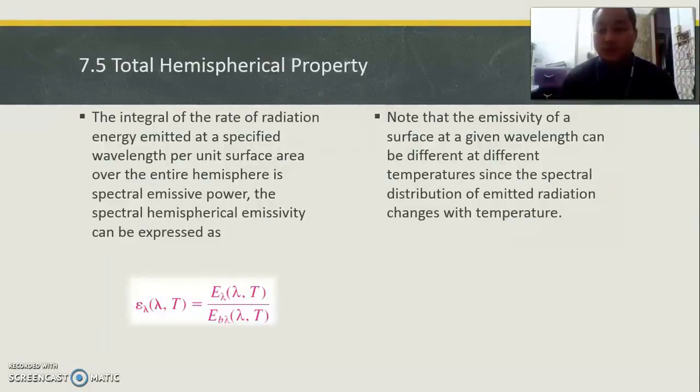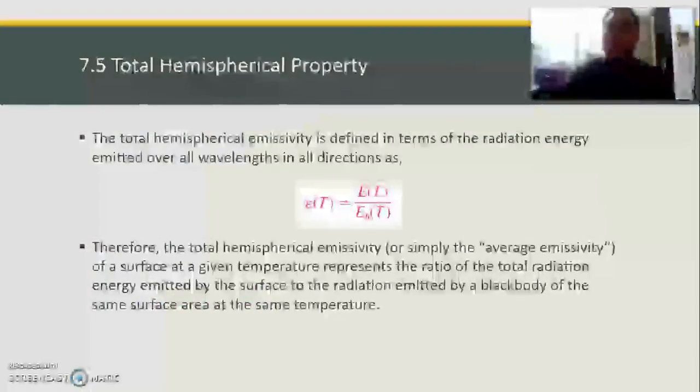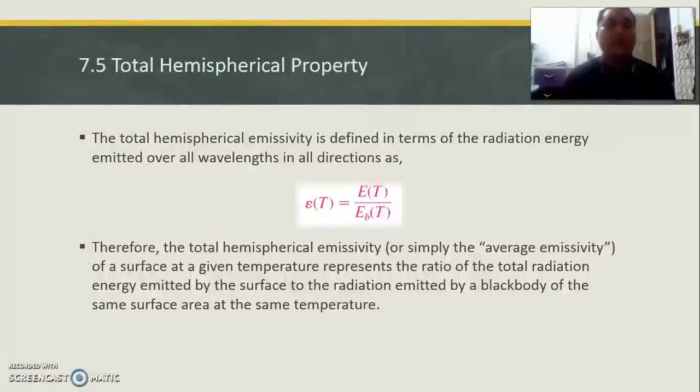The integral of the rate of radiation energy emitted at a specified wavelength per unit surface area over the entire hemisphere is the spectral emissive power. The spectral hemispherical emissivity can be expressed as this formula, E lambda. Note that the emissivity of a surface at a given wavelength can be different at different temperatures, since the spectral distribution of emitted radiation changes with temperature. The total hemispherical emissivity is defined in terms of the radiation energy emitted over all wavelengths in all directions as this formula, E(T) over Eb(T), where T is for temperature.